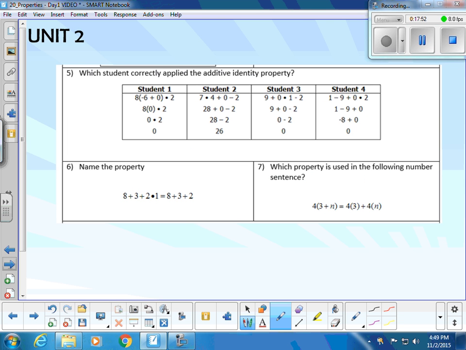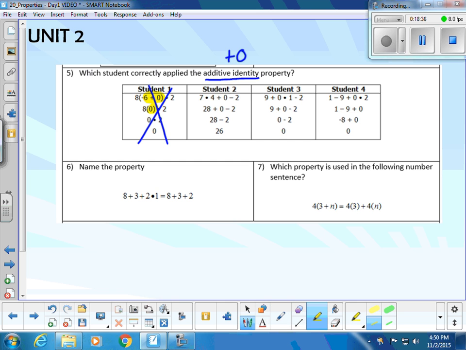Okay. Looking at number 5, which student correctly applied the additive identity property? So we're looking for adding 0, because when we do the additive identity property, what am I adding to keep the number the same? So let's look in this first example, we are looking for where we're adding 0. So right here, I've got negative 6 plus 0, but if you look at my answer, they put it down as 0. Identity says my ID stays the same, so I know that this cannot be the correct answer because they made it 0. Negative 6 can't just disappear.